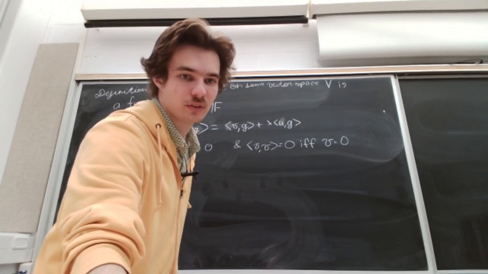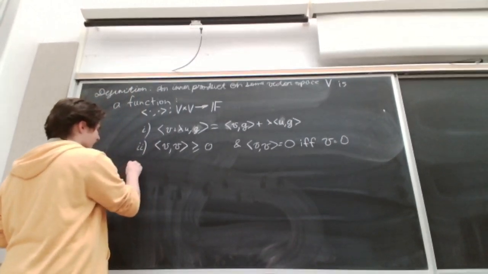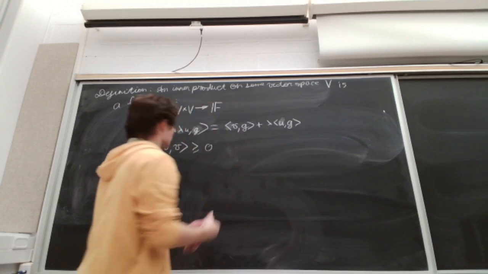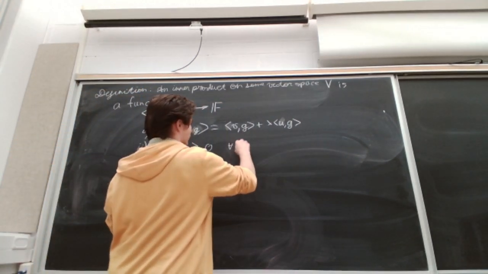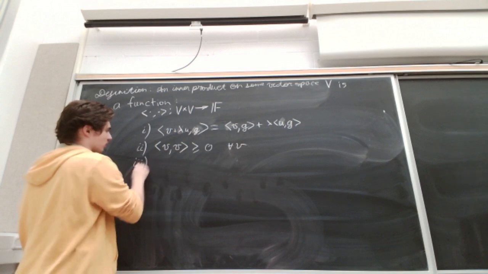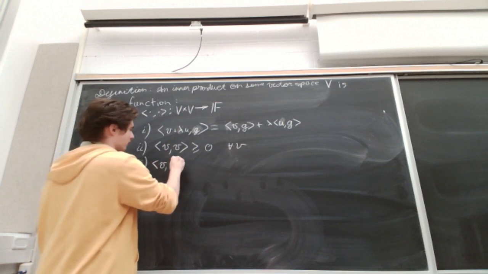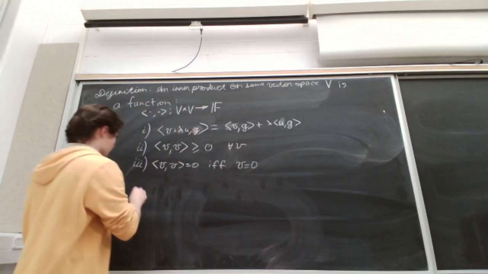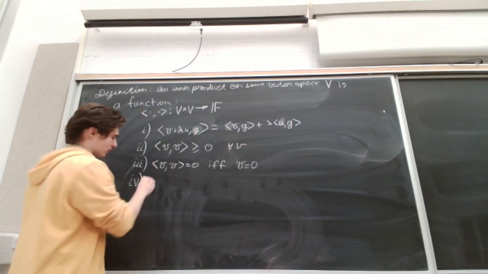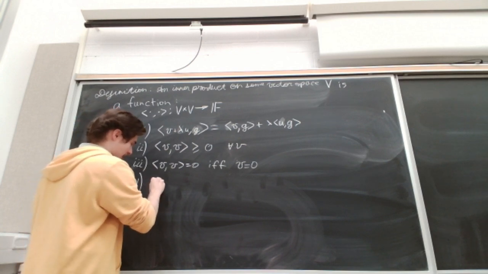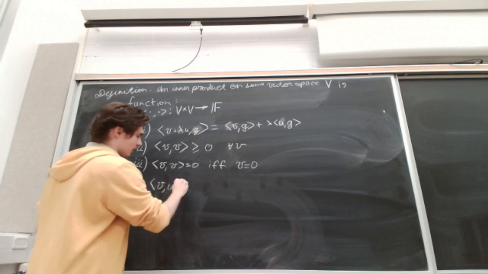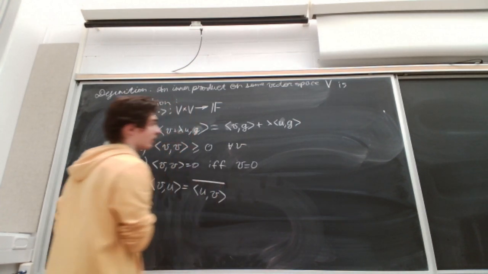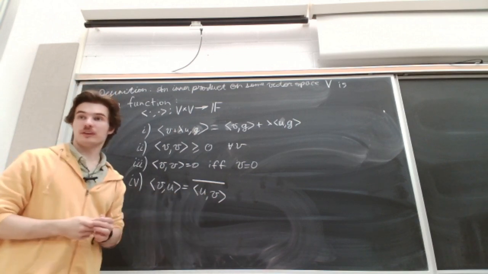Okay, so I just kind of wrote two in one go. Maybe actually, let's write these as separate ones. Let's have this one as the first one, is greater than 0 for all v, and then the third one will be: ⟨v, v⟩ is 0 if and only if v is 0. And the fourth one is going to be that ⟨v, u⟩ is going to be equal to the complex conjugate of ⟨u, v⟩.